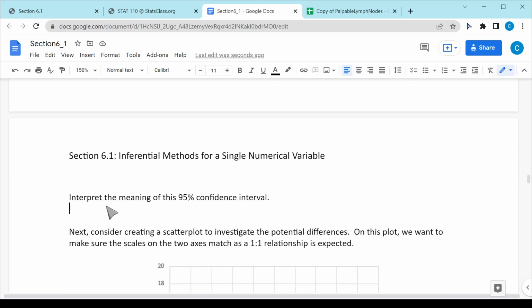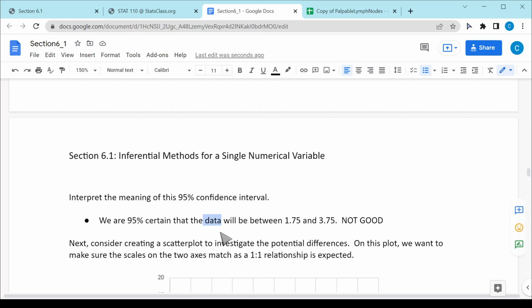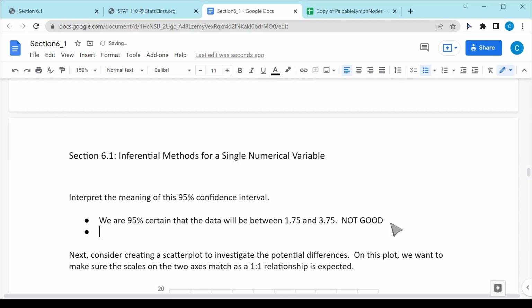Now, when I'm talking about the interpretation here, let's do a couple versions. Let's do one that does not get full credit. We are 95% certain that the data will be between 1.75 and 3.75. Okay, this is not good, or maybe I should say not perfect. What do we mean by the data? Okay, so let's try another attempt.